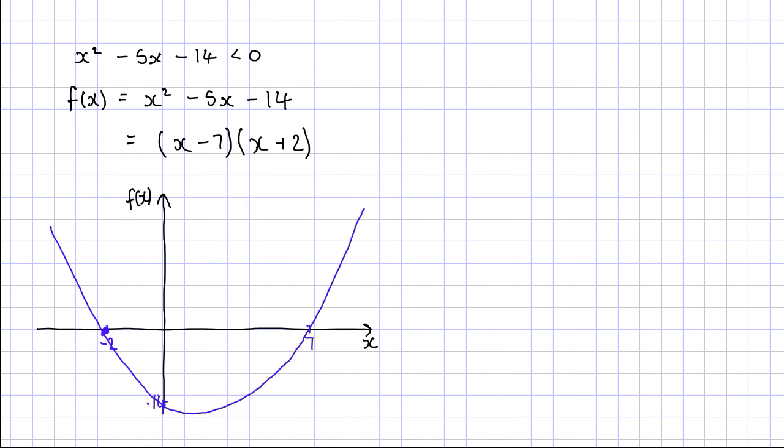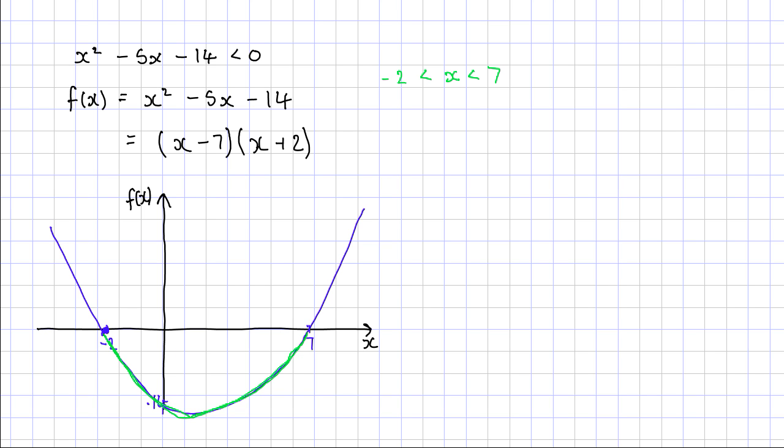So my answer to this inequality, I'll show this in green. So this is showing all the values that my inequality satisfies. So my answer for that would be minus 2 is less than x, which is less than 7. So x is in between minus 2 and 7. Also, I didn't say minus 2 is less than or equal to x, because here I have less than 0, so it doesn't include this point there, and it doesn't include that point there.